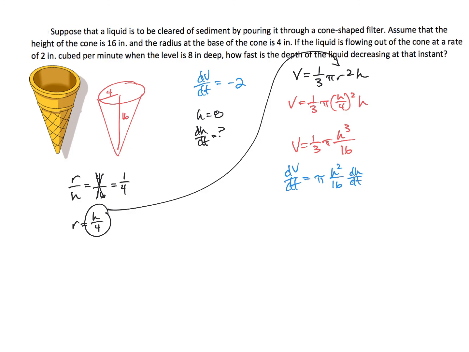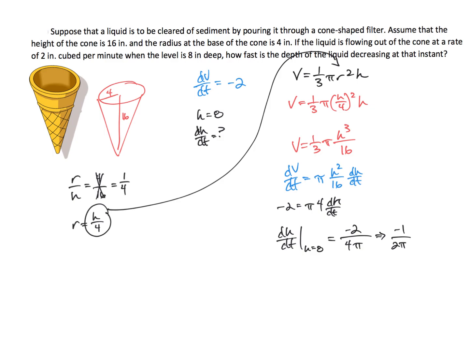All right, now let's substitute in. What is my dV/dt? -2 is equal to pi. And then what's my h? 8. So 8 squared is 64. 64 divided by 16 is 4. So now dh/dt when my height is equal to 8 is equal to -2 over 4 pi, which would be simplified to -1 over 2 pi if you wanted to. All right.